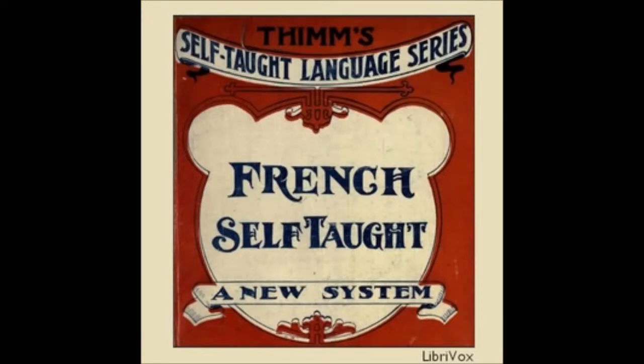Perfect. I have had, j'ai eu; thou hast had, tu as eu; he has had, il a eu; she has had, elle a eu; we have had, nous avons eu; you have had, vous avez eu; they have had, ils, elles ont eu.